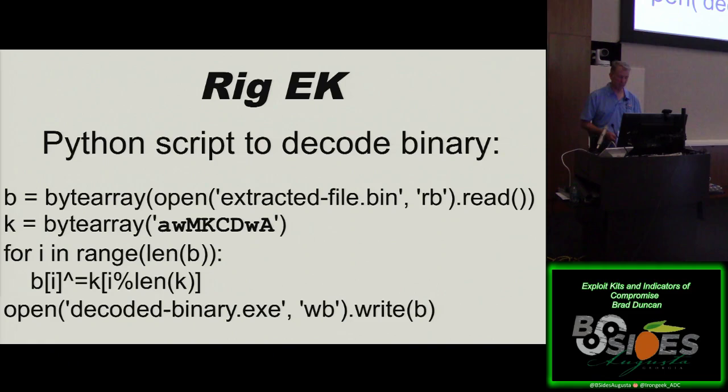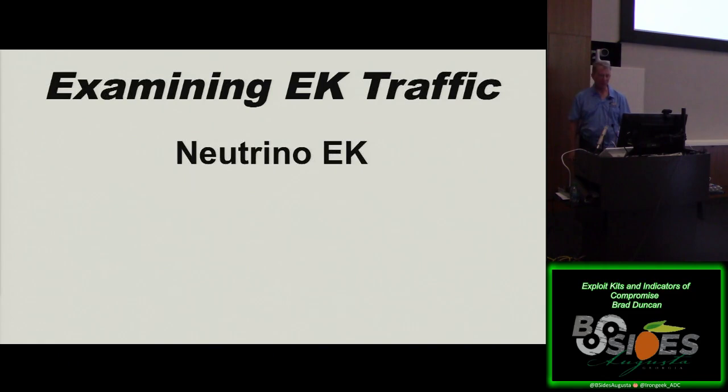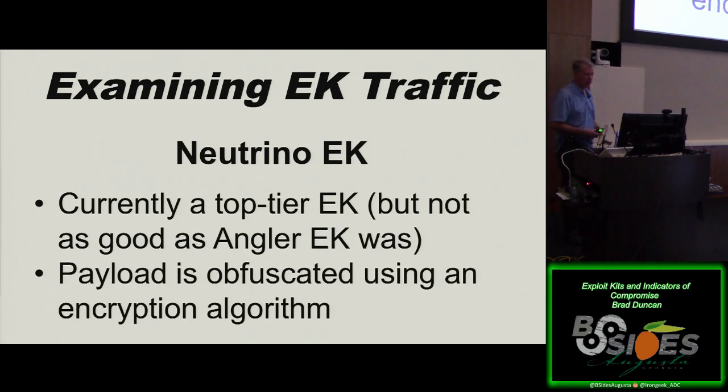Neutrino exploit kit. It's currently a top-tier exploit kit, even though it was not as good as Angler exploit kit was. Now, with Neutrino, currently it's the only leading exploit kit that I know of that is obfuscating the payload using an actual encryption algorithm. I want to say it's RC4, and they're using some sort of key, and I don't know what it is. So, personally, I don't worry about trying to deobfuscate the payload. I just pick it up from the infected host.